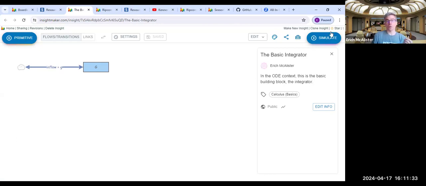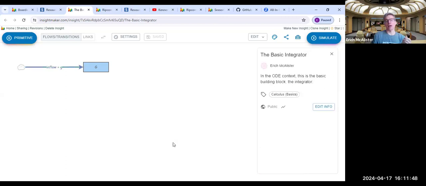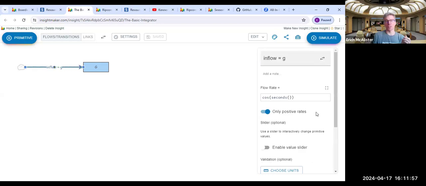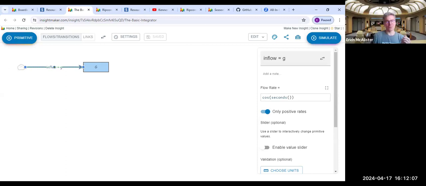The one thing, I didn't have positive flow rates only toggled. If I toggle positive rates only on, what's going to happen now? Can anybody guess? Someone can speak up. What will our graph look like if I restrict to positive flow rates only, but the flow rate is cosine? Anybody care to speak up? Live dangerously.